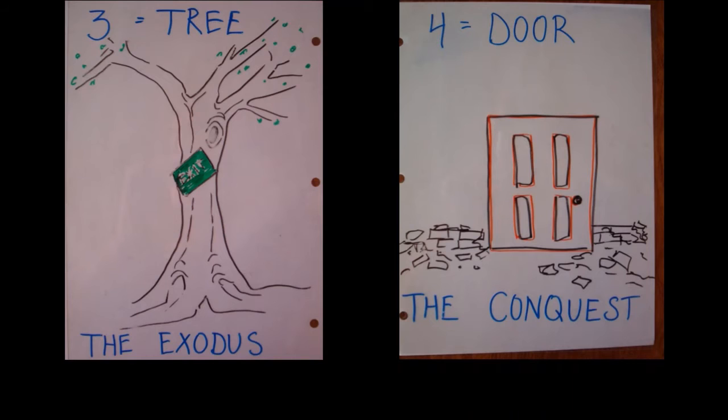Then 4 door. This door comes to mind with the walls crumbling around the door, which reminds us of the conquest, that Israel went into the land to conquer the land. The crumbling walls reminds us of Jericho, and so Joshua and Caleb and Israel came into the land in obedience to the Lord to conquer the land.